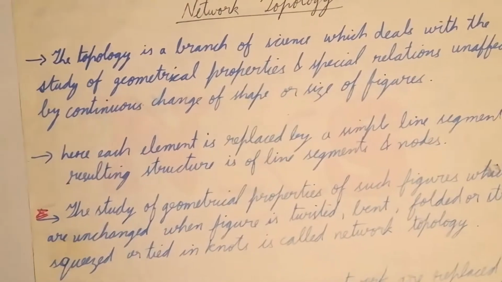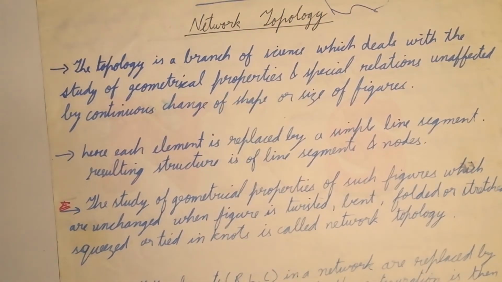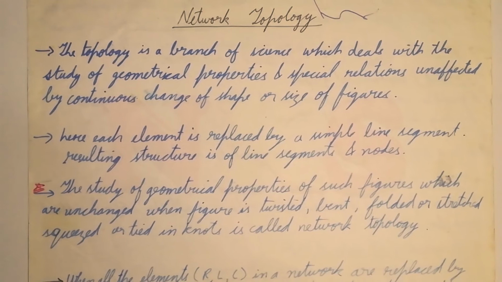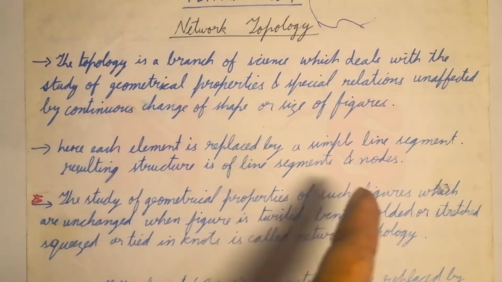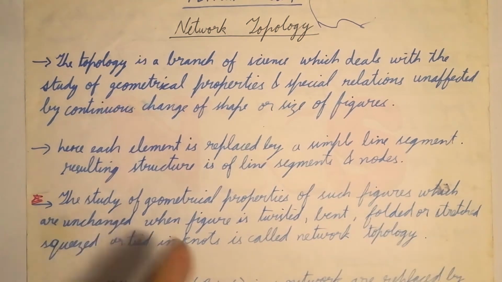Let me give a brief introduction to network theory. You can take a screenshot if you want. I am just reading it out. The exact term for this topic is network topology. Topology is a branch of science which deals with the study of geometrical properties and spatial relations unaffected by continuous change of shape or size of figures.